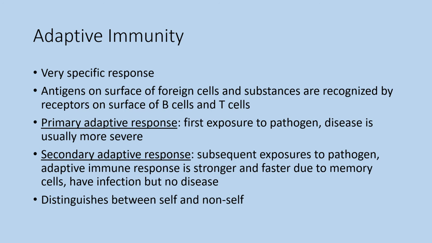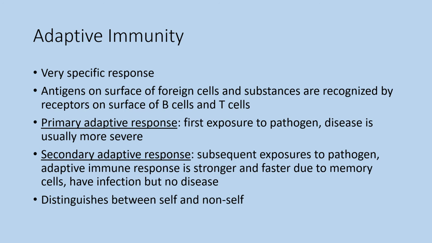Primary response, that first exposure, usually you're going to be sick because you've never seen it before. It takes a little while, remember, for the adaptive immune response to get up and working. It's got to be exposed to it. It needs to start up, as you're going to see, a whole series of steps on how it's going to react to it. The secondary adaptive response is when you have any subsequent exposure. So not the first time, it's the secondary and any other times you're exposed to that pathogen.